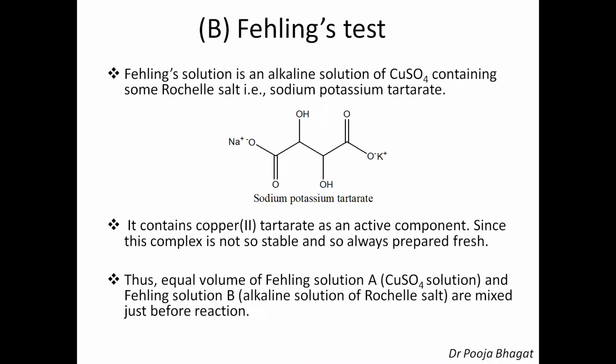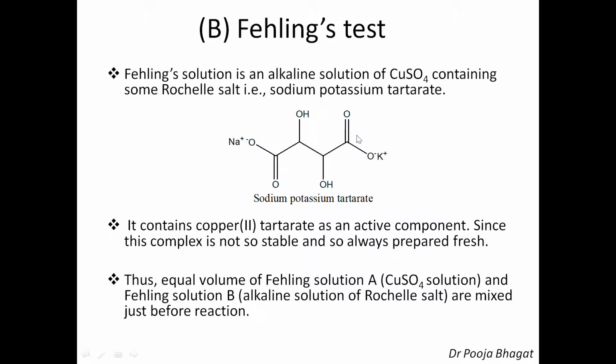So now I am moving to the second test, that is the Fehling test. In the Fehling test we are using Fehling solution. Now what is Fehling solution? It is an alkaline solution of copper sulfate containing some Rochelle salt, that is sodium potassium tartrate. Now tartrate, that is tartaric acid. Tartaric acid is a 4-carbon compound, a dicarboxylic acid, meaning 2 COOH groups are present. So this is tartaric acid: COOH and see, 1, 2, 3, 4.